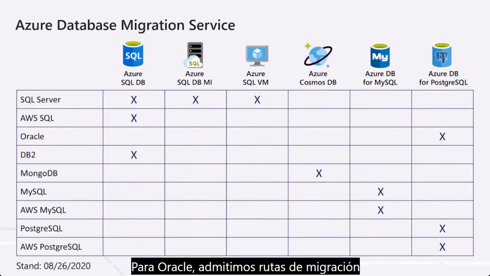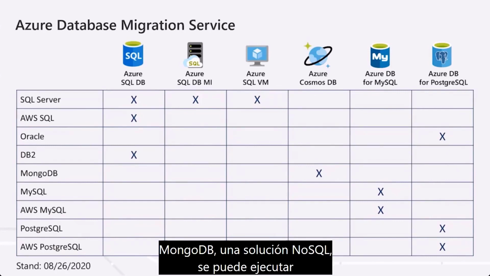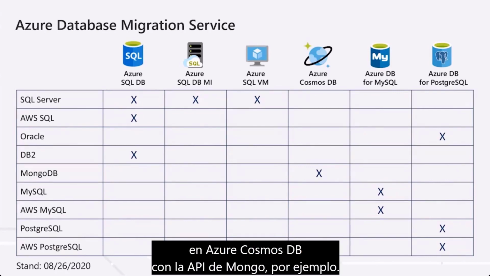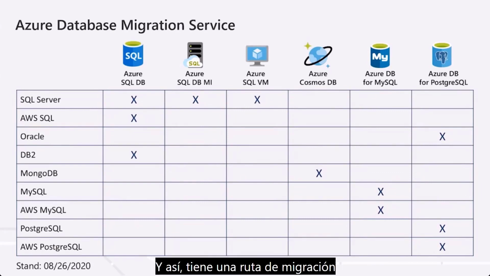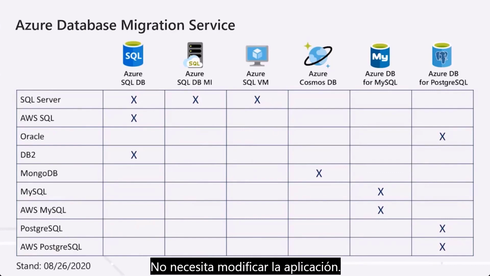For Oracle, we support a migration path to Azure Database for PostgreSQL. DB2 into SQL DB. MongoDB, that's a NoSQL solution. You can run it into Azure Cosmos DB with Mongo API, for example. And like this, you have a migration path, and then you can just switch a connection string. You don't need to modify your application.